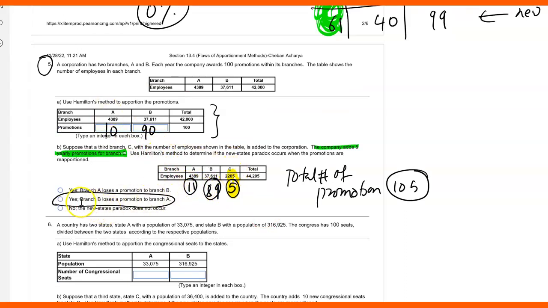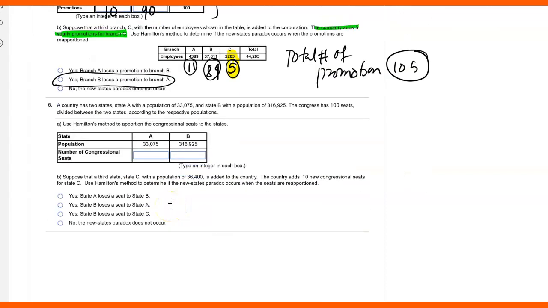Okay, the answer is, of course, B loses the promotion to the branch A. See, B has 90 before, now it's 89. But changes happen. If one loses, another must gain. That's why it happened here. Therefore, the answer is yes. Branch B loses a promotion to branch A.